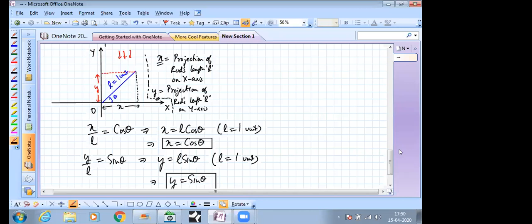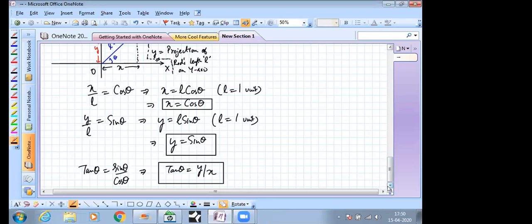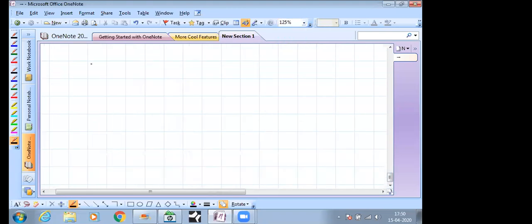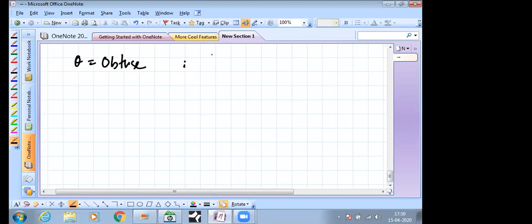Okay, people, so hope this is clear now. You understood the projection X and Y. So next, moving on to second quadrant. Okay, so now immediately you can see that by this method, now if I look at a situation where theta is obtuse. Okay. So I'm talking about second quadrant.